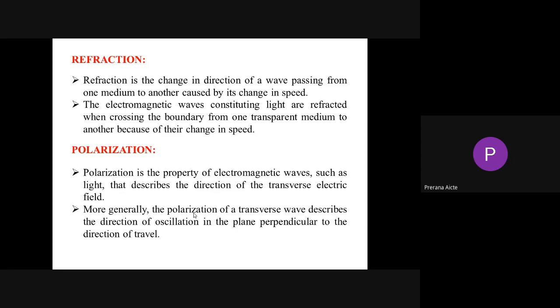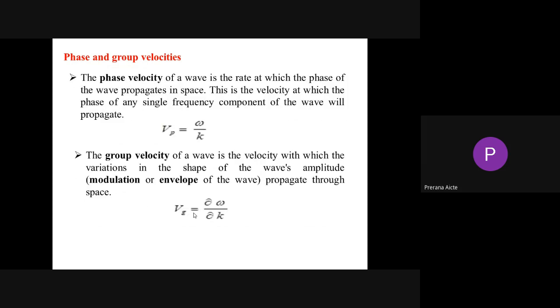When the wave is propagating in a line, that is called linear polarization. When the wave is propagating in a circle, it is called circular polarization. When the wave is propagating in an elliptical shape, we call it elliptical polarization.